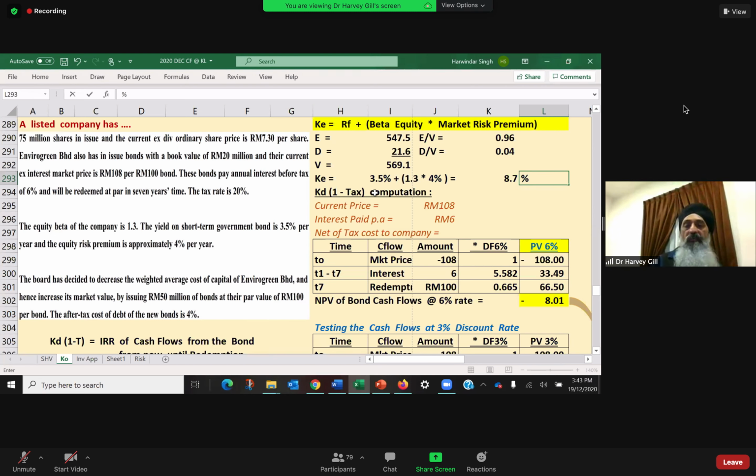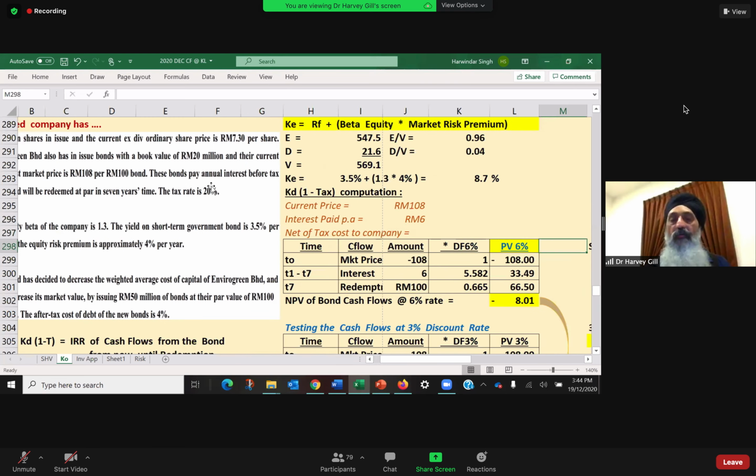What we do know is that the current price is 108 per 100. The interest paid is 6%, so it's 6, yeah, since they have already said this is a 100 ringgit bond, so we just stick with that 100 ringgit. Then net of tax cost to the company. How many percent is the tax rate? It is 20%. Yeah. So net of tax cost to the company would be 480 or whatever, if you want to take that. Alternatively, you can just put that down here in the schedule to work out your IRR.